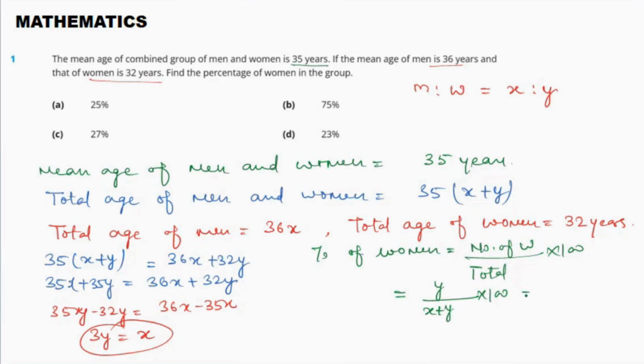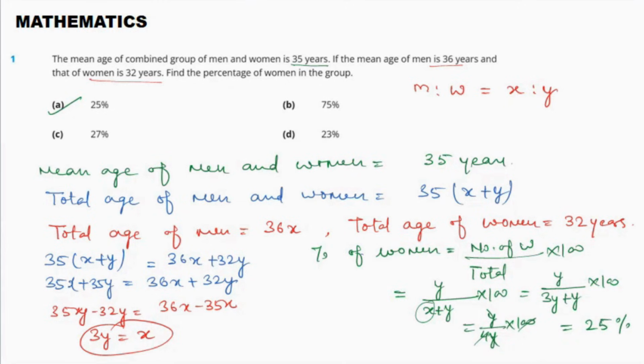Now we know x equals 3y. So the x in the denominator we can replace with 3y. It becomes y over 3y plus y, times 100, which is y over 4y times 100. Now we can cancel y with y, and 100 over 4 is 25. So we get 25%. So the percentage of women in the group is equal to 25%.